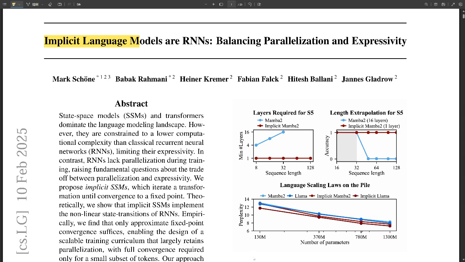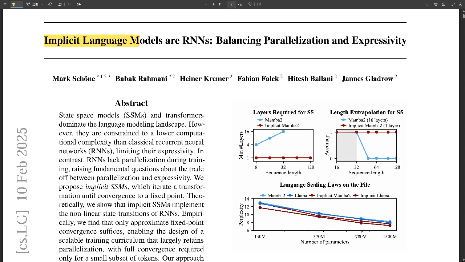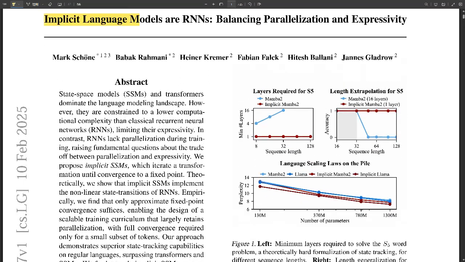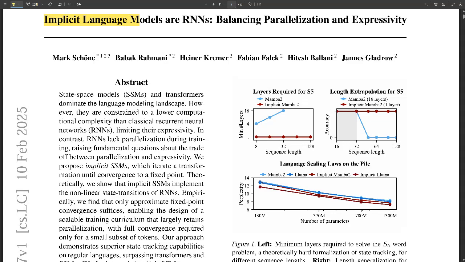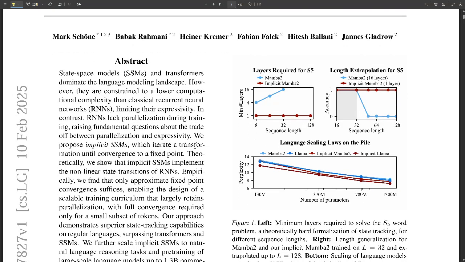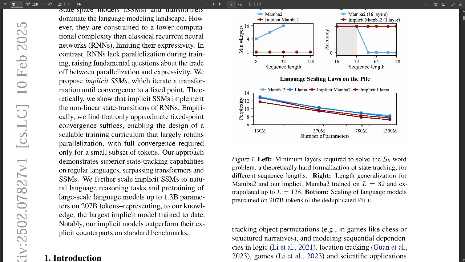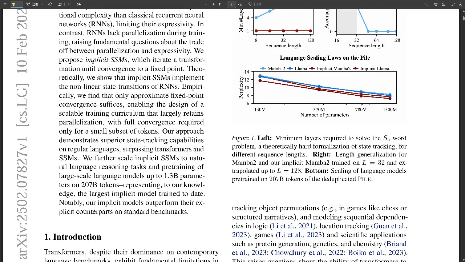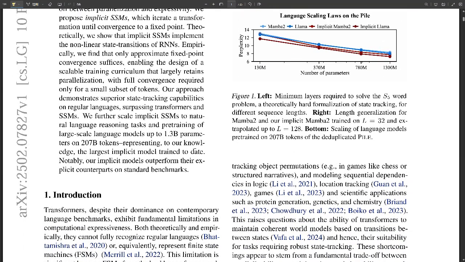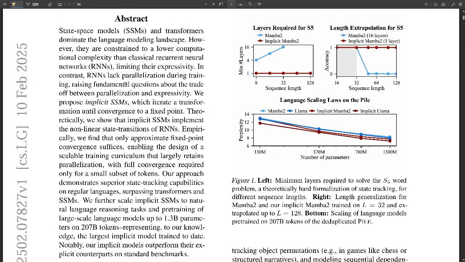Okay, so at a high level, you can think of it like this. Traditional language models, like transformers, are really good at processing information in parallel, right? Like they can scan a whole page of text really quickly. Exactly. But sometimes they miss those subtle, nuanced connections between words. Like they don't always grasp the deeper meaning. Right, and so that's where these implicit models come in. Okay, so how do they do it?